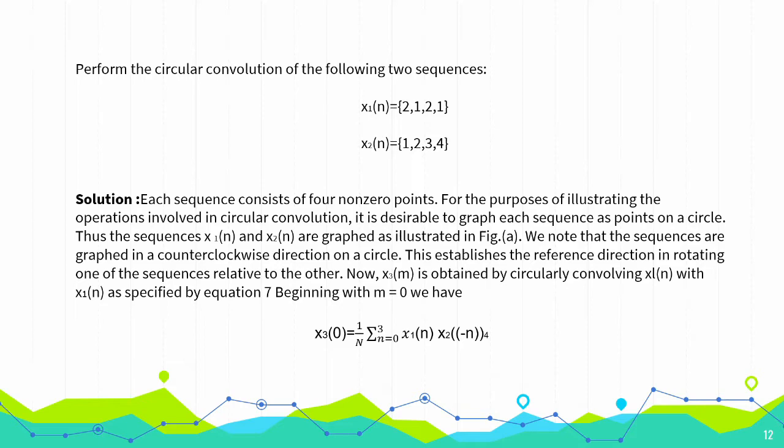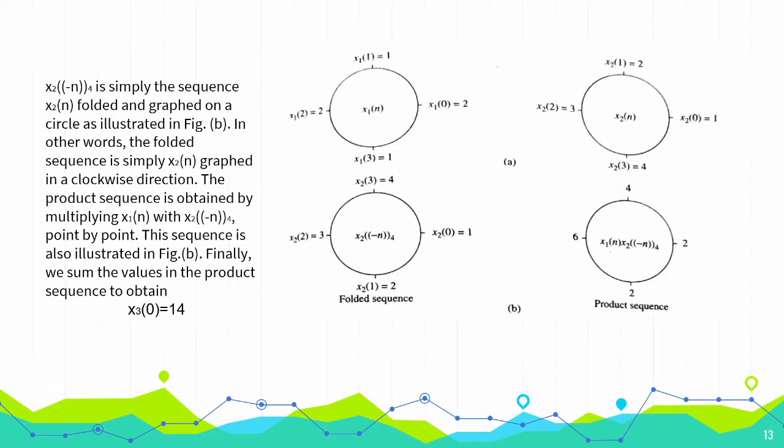Now, x3 of m is obtained by circularly convolving x1 of n with x2 of n as specified by equation 7. Beginning with m equal to 0, we have x3 of 0 equal to the summation of n equal to 0 to 3 of x1 of n times x2 of minus n. x2 of minus n is simply the sequence x2 of n folded and graphed on a circle as illustrated in figure B. In other words, the folded sequence is simply x2 of n graphed in a clockwise direction. The product sequence is obtained by multiplying x1 of n with x2 of minus n, point by point. This sequence is also illustrated in figure B.